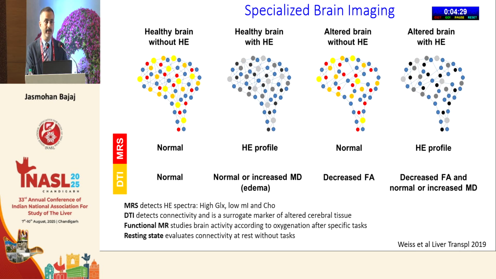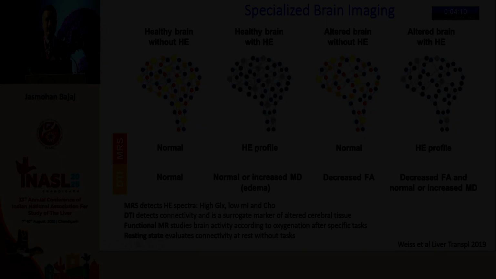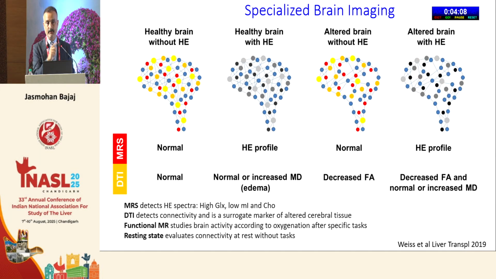What are specialized brain images that you can actually do in patients you are truly in doubt about? Honestly, in my practice, it's less than 5% of the patients that we truly have a doubt about what is going on. And in those people, we do other specialist MRIs such as MR spectroscopy, which is normal in a healthy brain. In the HE profile, because of the ammonia, these cells are swollen, and there's a specific profile that people can see in the brain. In the altered brain without HE, it's normal, and with HE, again, the HE profile.